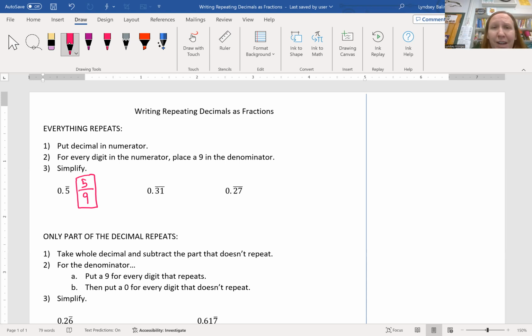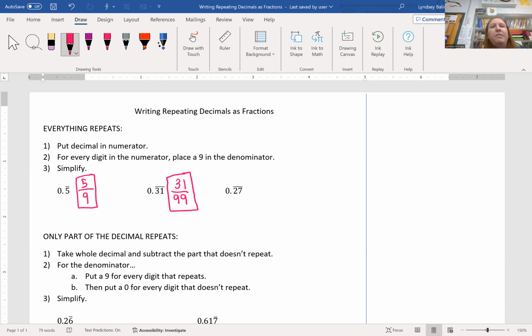Okay. The next one is 0.31 repeating, and the 31 is everything in the decimals repeating. So the 31 becomes our numerator. And now in this case, because there are 2 digits in the numerator, we're going to put 2 nines in the denominator. So 31 over 99. This one does not simplify. 31 is prime and it does not go into 99. So we know that we are done. And that is our answer.